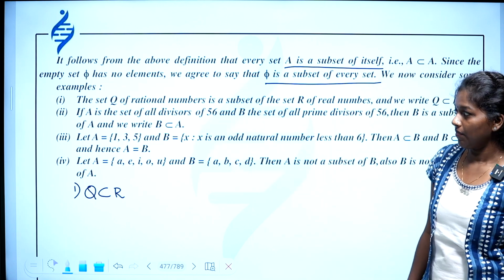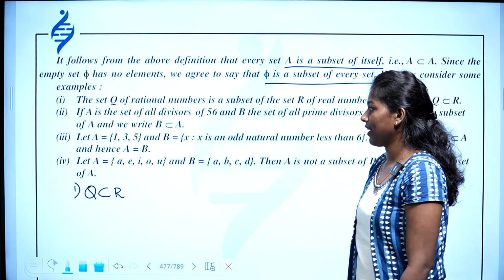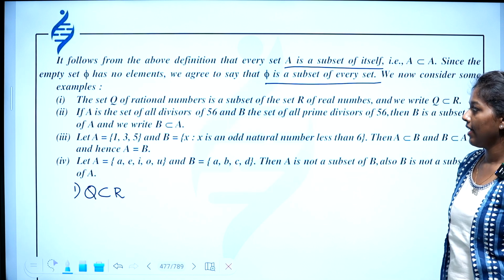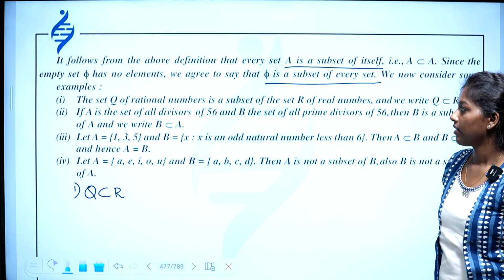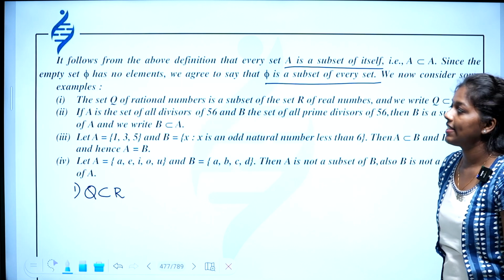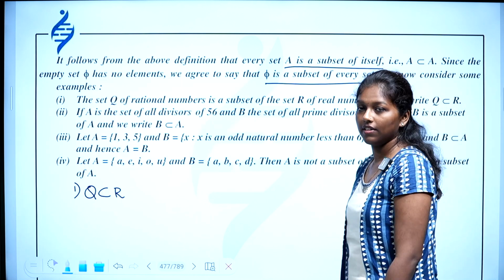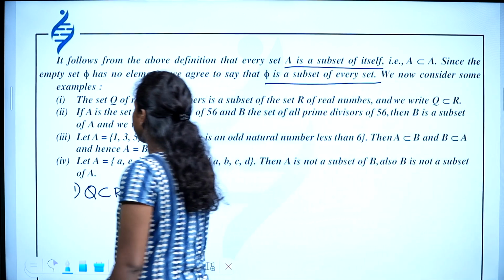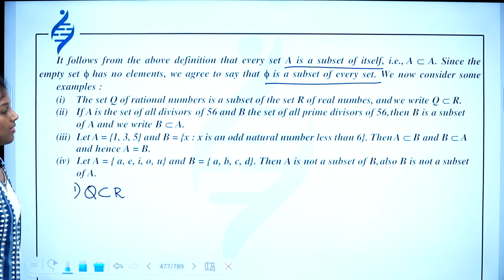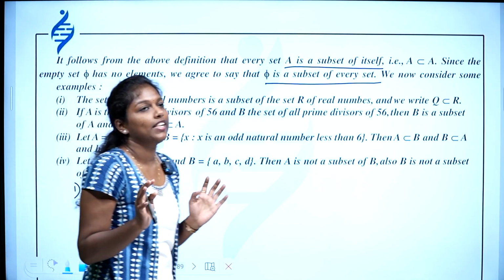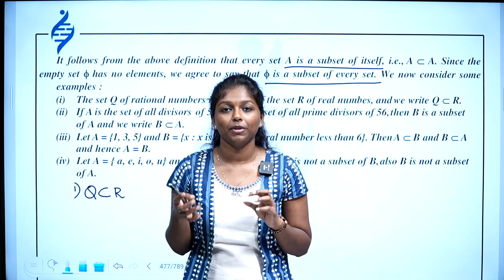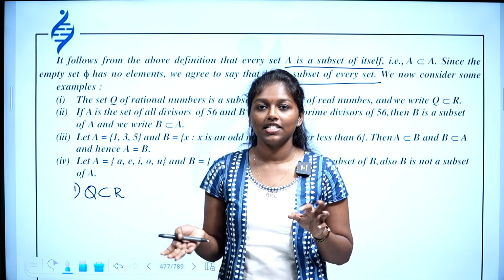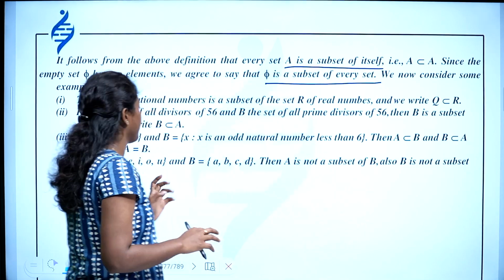Then A is equal to {1, 3, 5} and B is {x : x is an odd natural number less than 6}. The odd natural numbers less than 6 means 1, 3, 5. So A is equal to B. So we can say if two sets are equal, then they are subsets of each other. If A is equal to B, A is a subset of B and B is a subset of A.